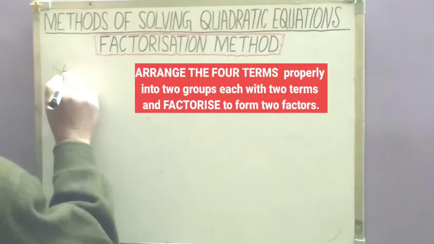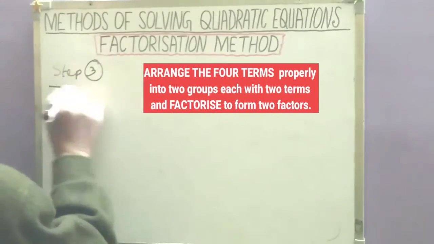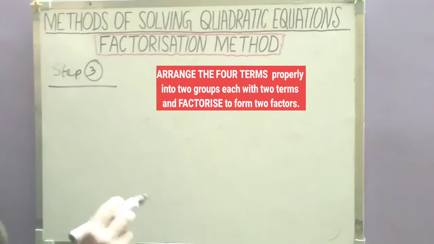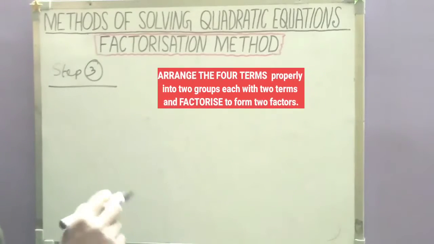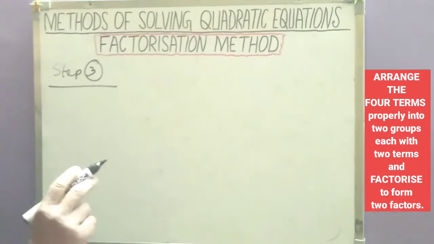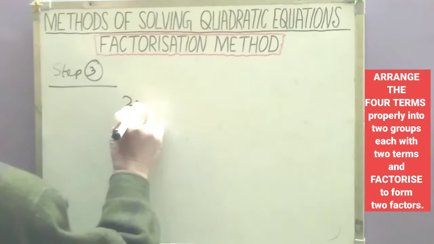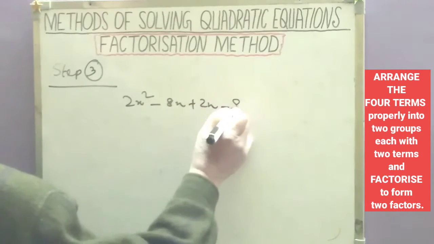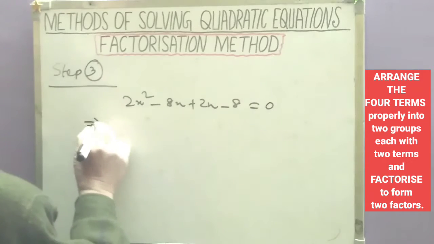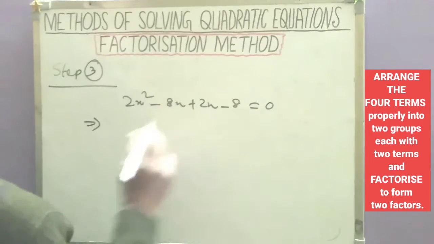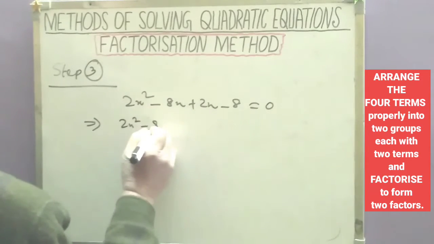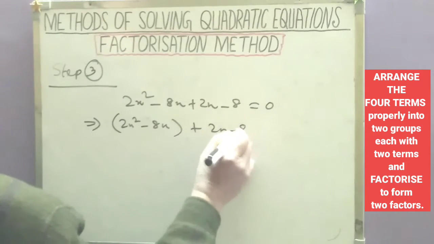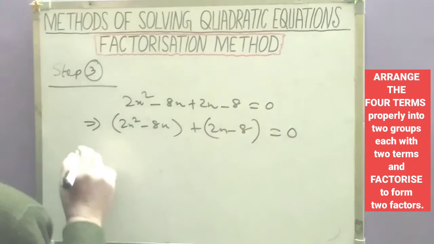Step 3: Arrange the four terms so formed properly into two groups, each with two terms. Factorize to form two factors. For example, in the above equation, after splitting the middle term, we have 2x² − 8x + 2x − 8 = 0. Then grouping into two groups, we have (2x² − 8x) + (2x − 8) = 0.